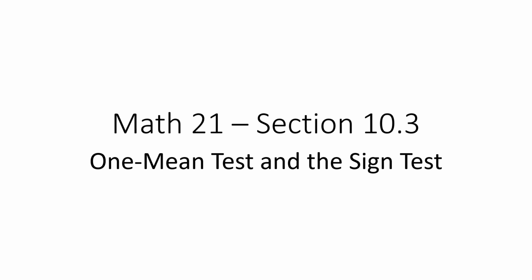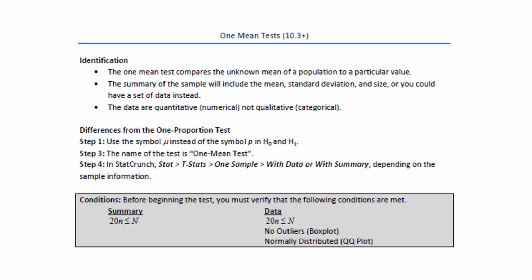Today we're going to go over section 10.3. This covers the one mean test, and in addition we'll talk about its alternative test called the sign test.